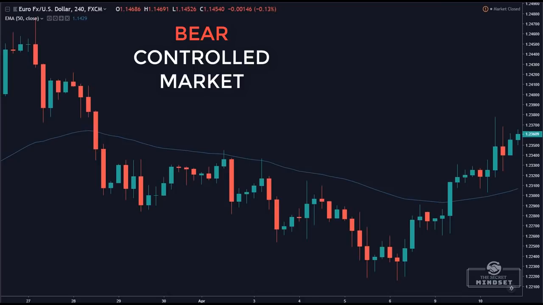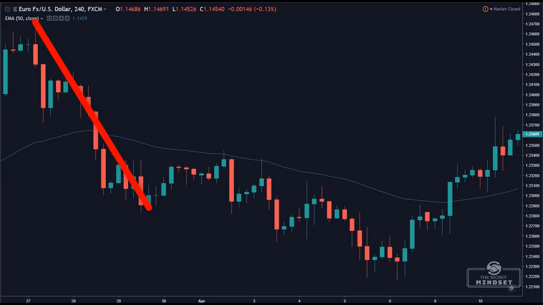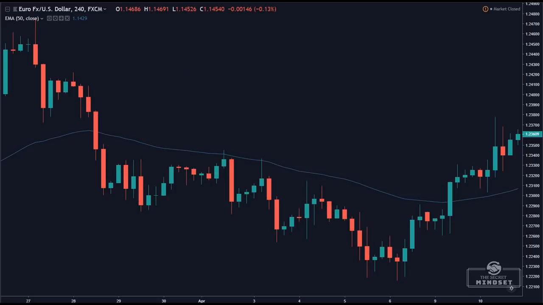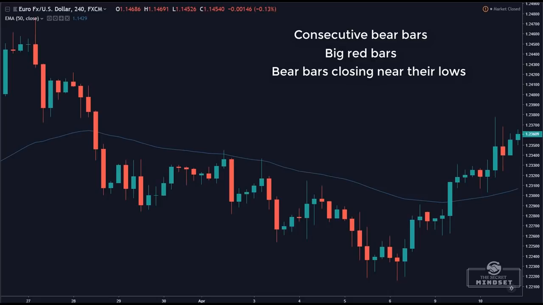Here's a bear-controlled market on the same pair, Euro-USD. First, we see the price action making lower highs and lower lows as the price closes below the moving average. At this moment, the bears took control of the market. Observe the consecutive red bars, the big red candles, the bear bars closing near their lows, the wicks above the bars, and the red bars becoming bigger.